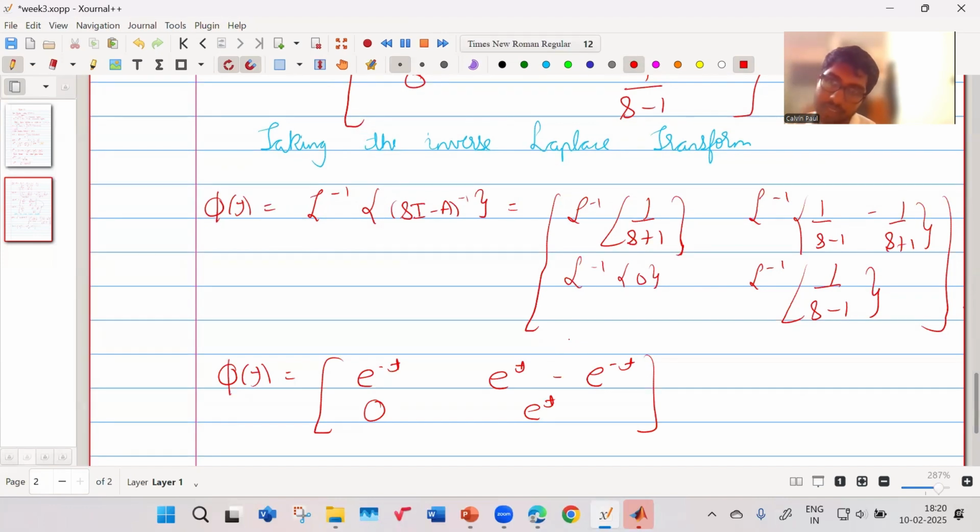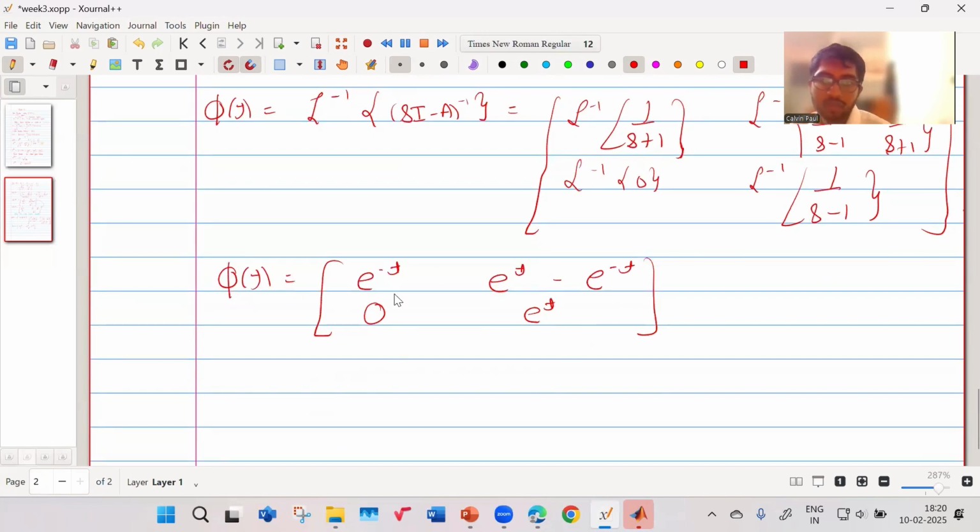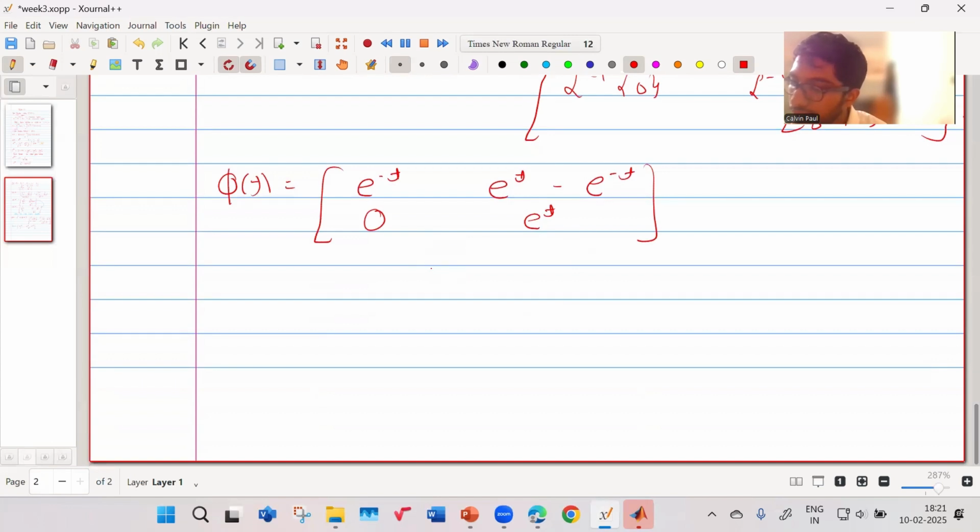There are other methods too, but this is the simple and easy way which I prefer. Now we know the various properties of the state transition matrix. One is that phi of 0 is equal to I. This has to be satisfied. So what we do is we put phi of 0 over here.